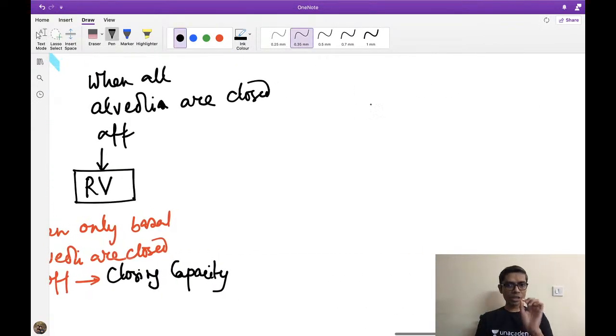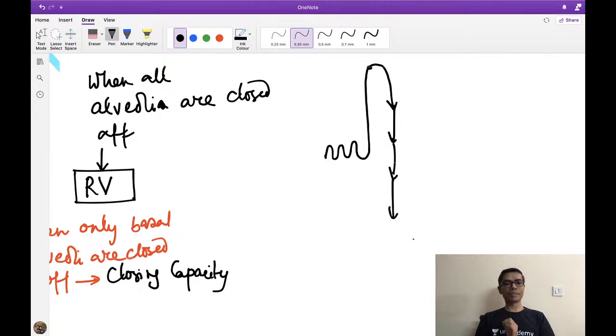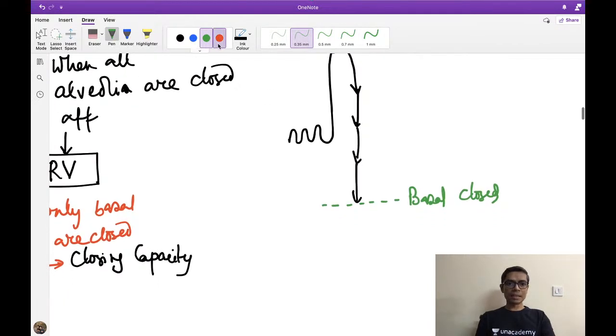imagine like this, you are doing a forceful expiration. So you have taken a deep inspiration. Suppose this is a spirometer recording, you have taken a deep inspiration. Now you are doing a forceful expiration going on. One point will reach where only the basal alveoli are closed off. In this condition, the remaining volume which is present inside your lung is known as the closing capacity.